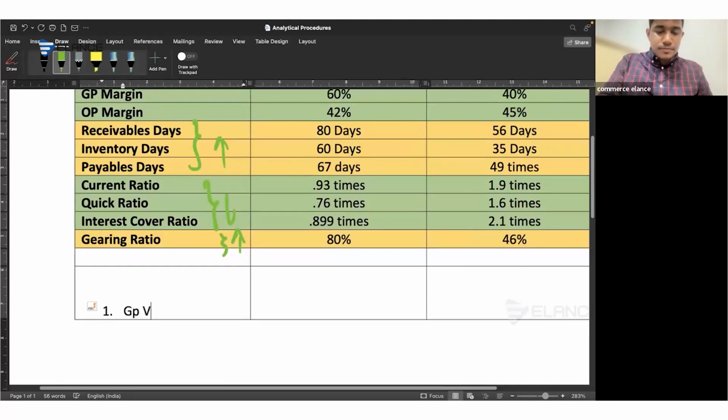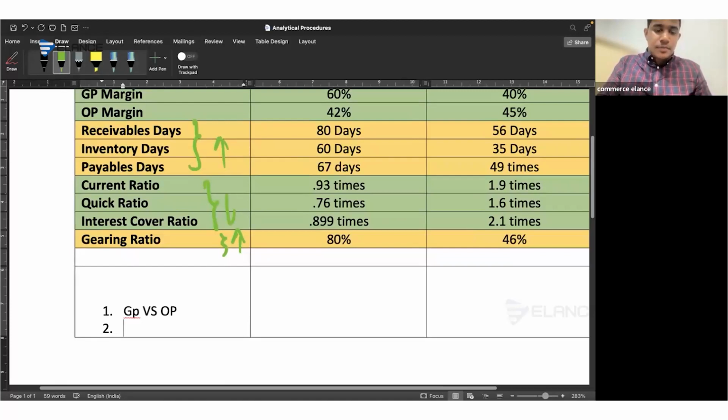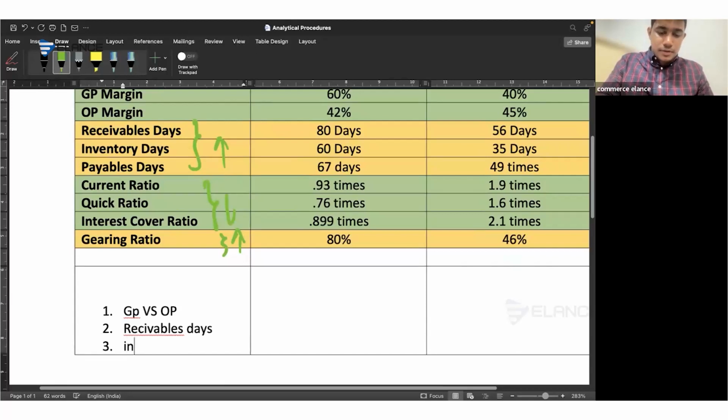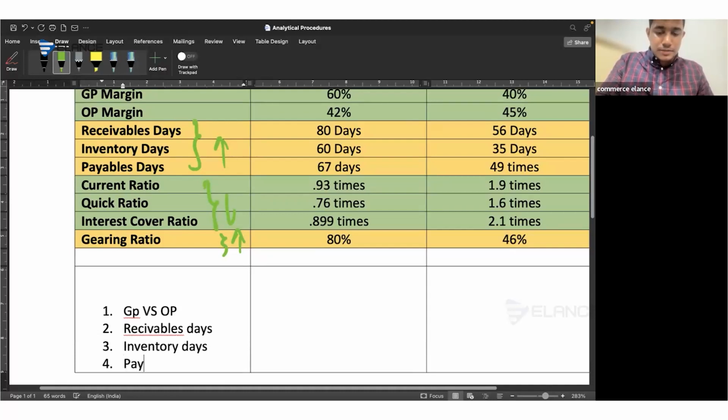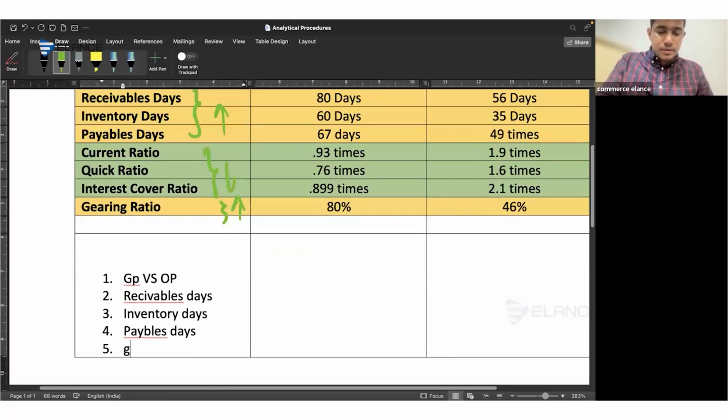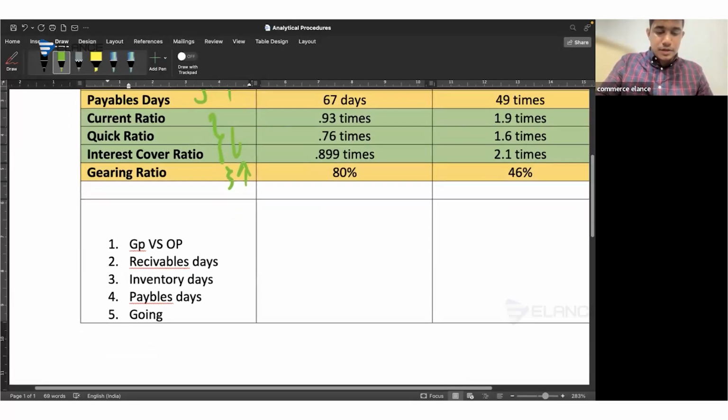GP versus OP margin. Then secondly, you can consider receivable days. Okay. Then what else? Third one? Inventory days. Then payable, right? Payables days. And finally, going concern related uncertainty.